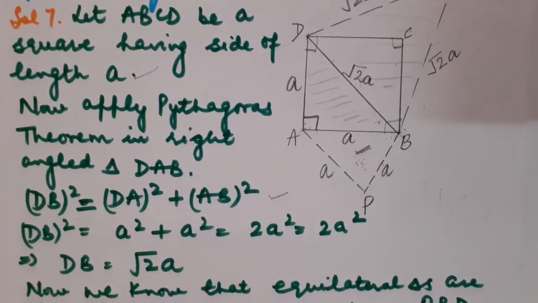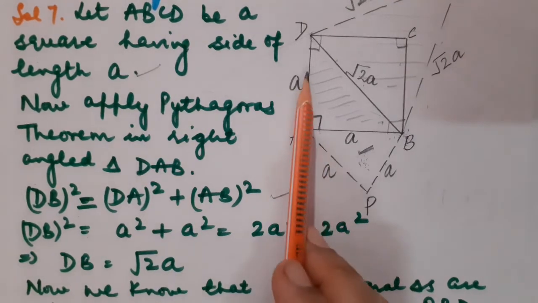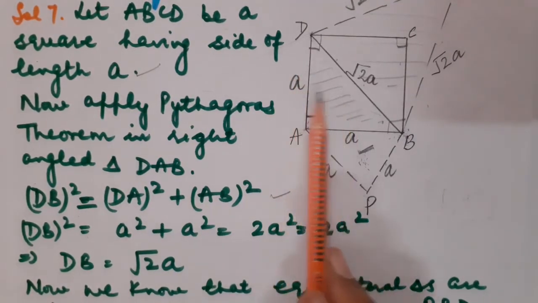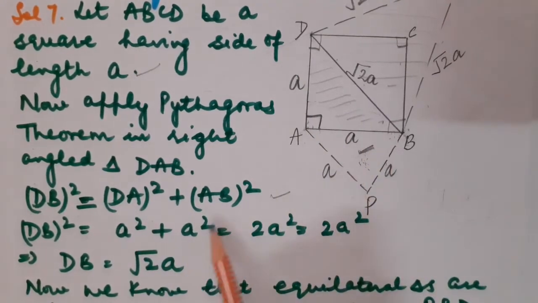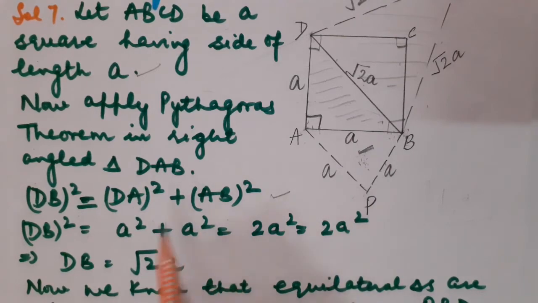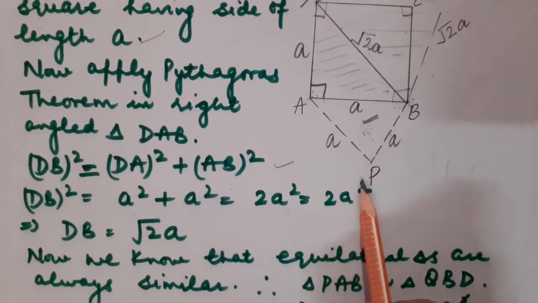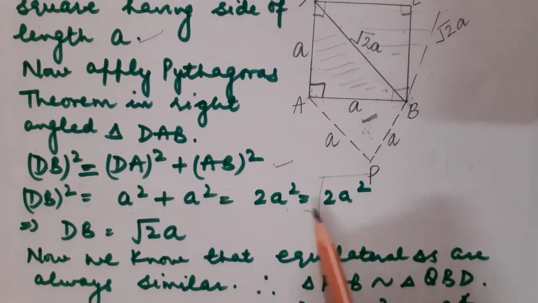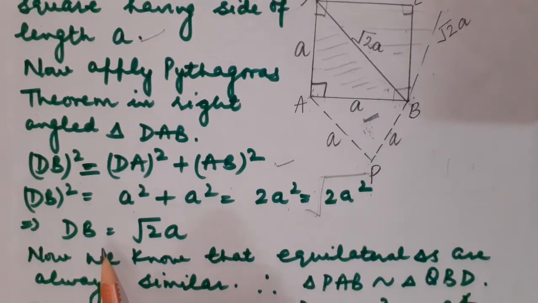Fine children. DB whole square I am going to calculate. So it would be written as it is equal to DA whole square. What is DA children? This is a, because this is the side of a square. So this is a square, plus what is AB? This is again the side of a square, that is a square. So I have got a square plus a square, that is twice of a square. So what would be the value of DB? DB will be definitely whole under root 2a square. So when under root is removed, I have got DB is equal to root 2 a.